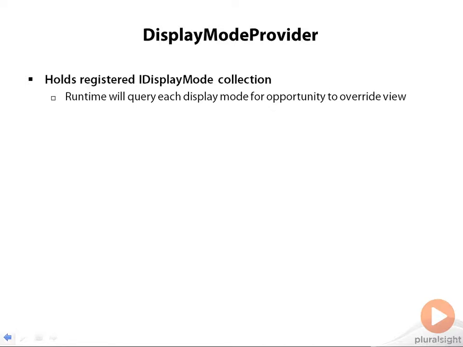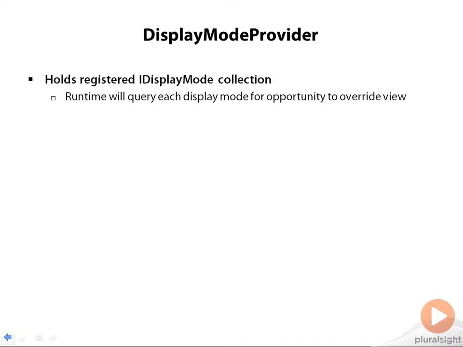Inside of the MVC runtime, there is a component known as the display mode provider, and this provider maintains a list of IDisplayMode objects. During a request, the runtime will ask each display mode object if it wants to handle the current request, and if so, that particular display mode object is given the opportunity to change all the file paths that are needed to satisfy the request.